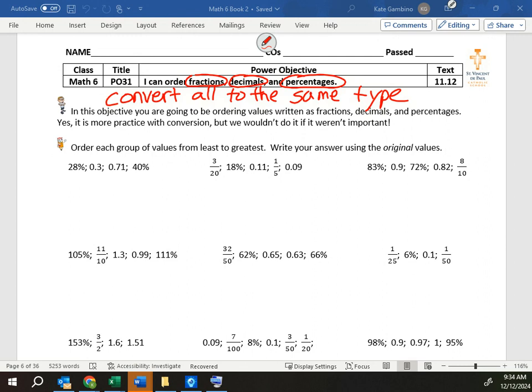From the last two objectives, we know how to do that converting. So it's not anything new, we're just putting it all together. Any questions on this one?